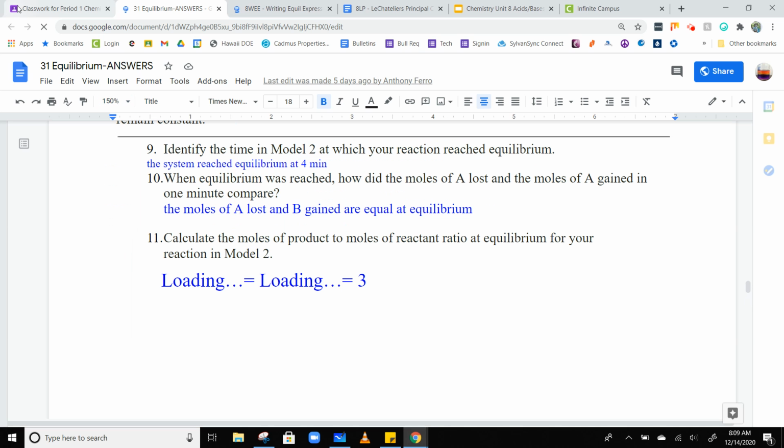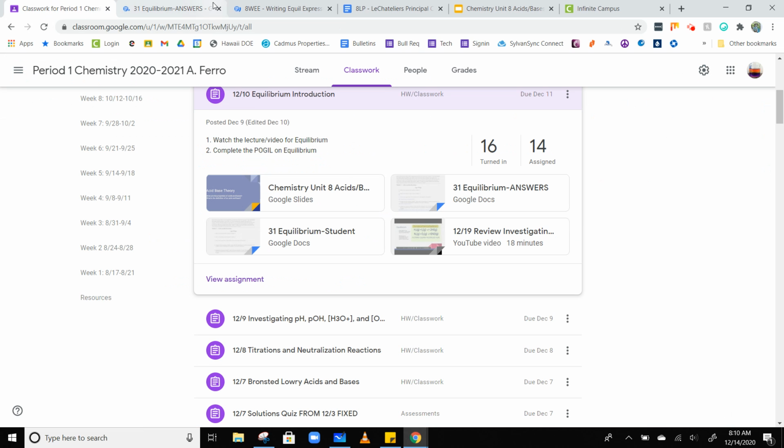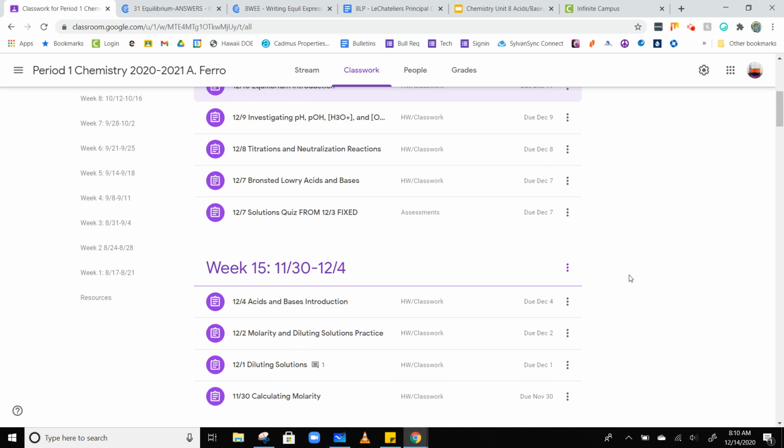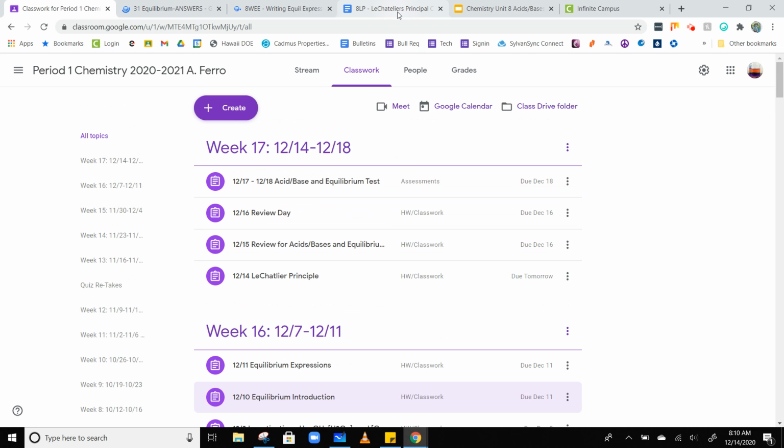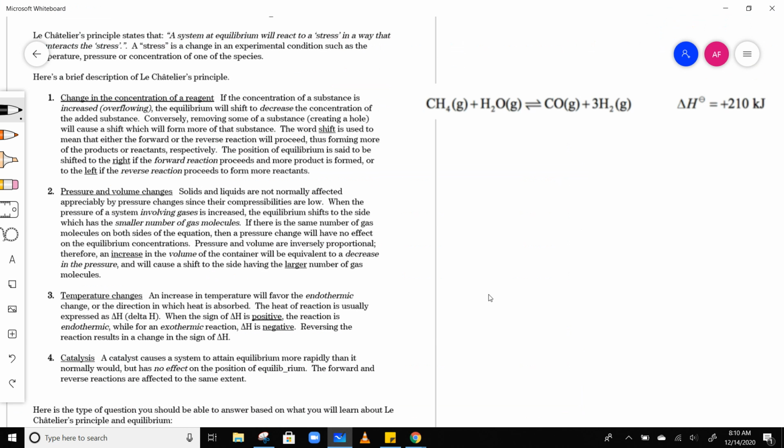Now, what Le Chatelier says is, if we put something into the reaction that causes a stress on the equilibrium, that equilibrium will shift to reestablish equilibrium. Basically, it's going to reestablish equilibrium. So the first type of change that can occur is a change in the concentration of the reagent.